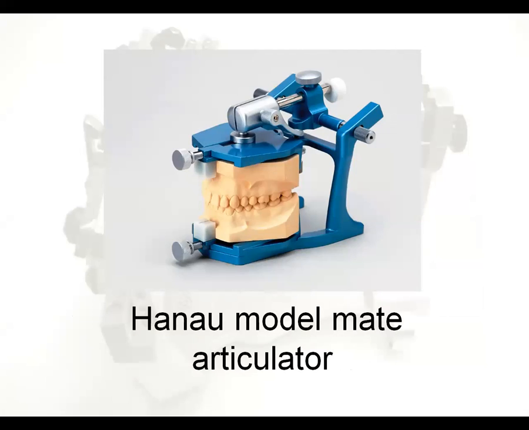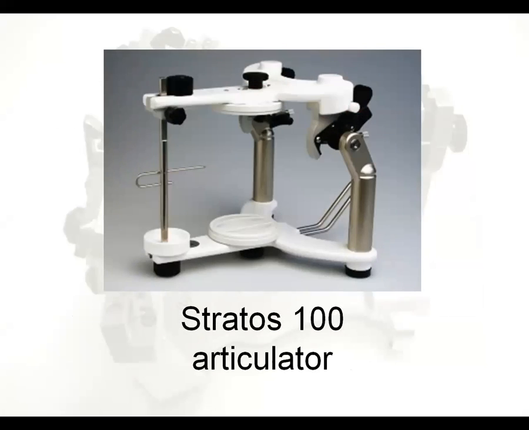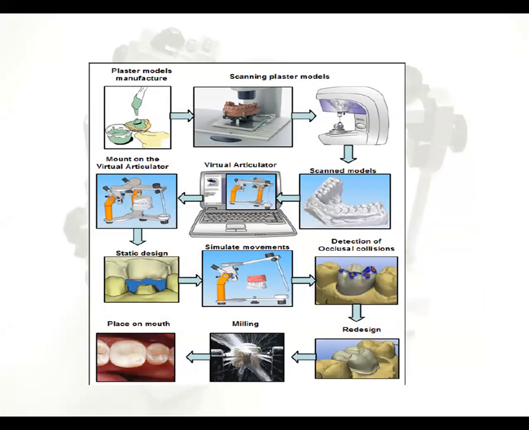So these Hanau articulators are used nowadays. These are highly equipped, precise articulators which simulate all the movements of your mandible in all dimensions. The articulator can be used for fabrication of complete denture, fixed partial denture, and removable partial denture. Or we can also use a virtual articulator, which is a recent advance.